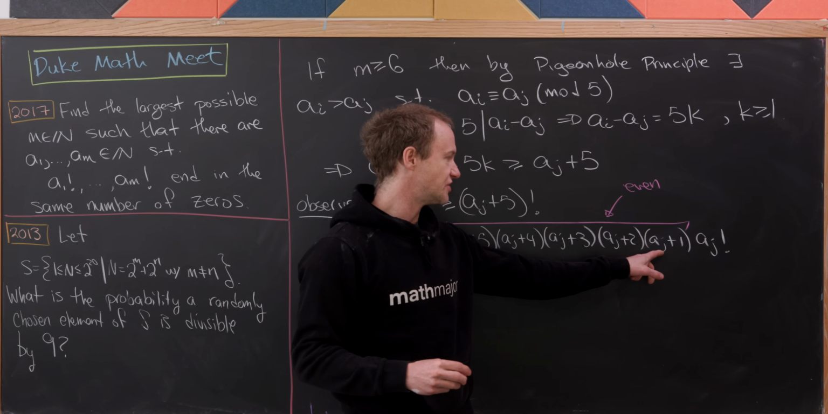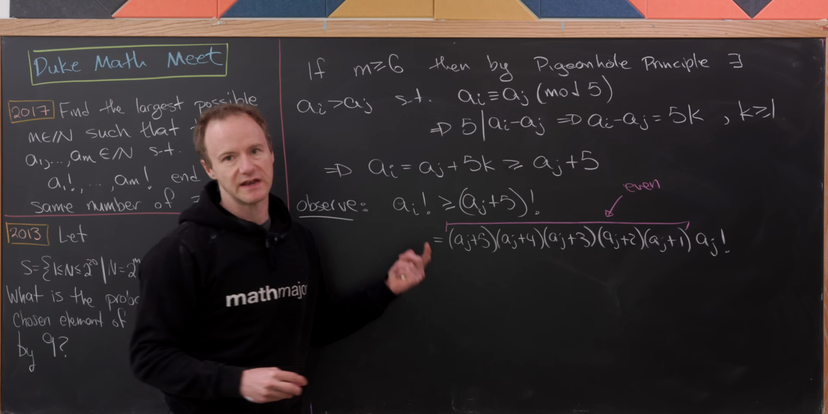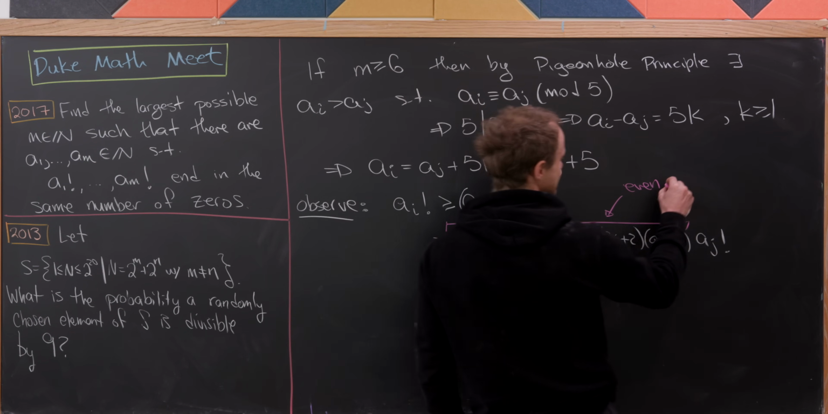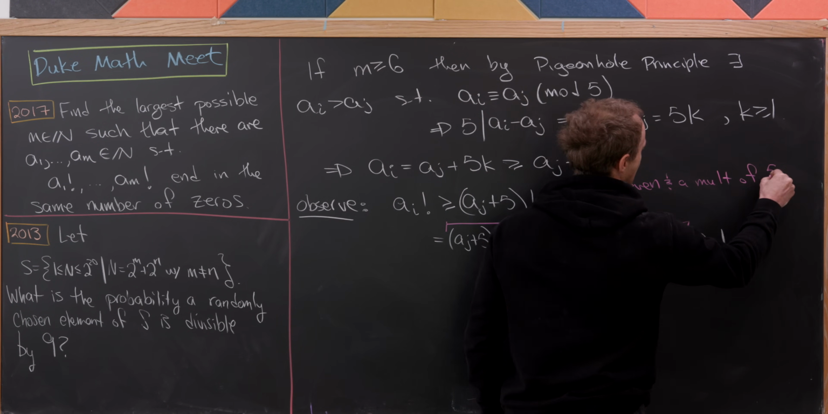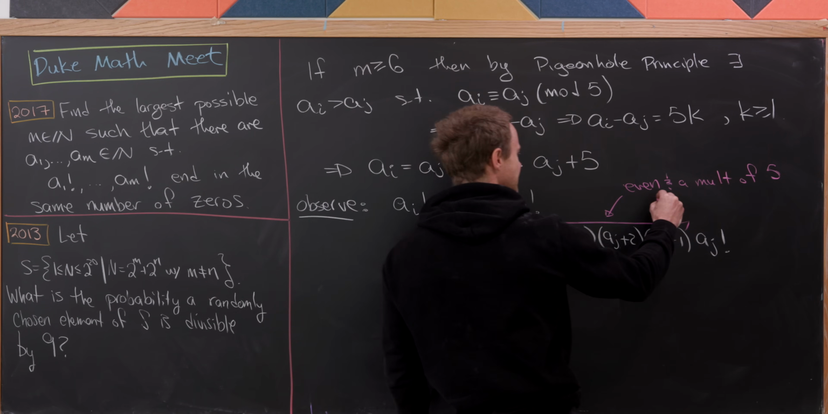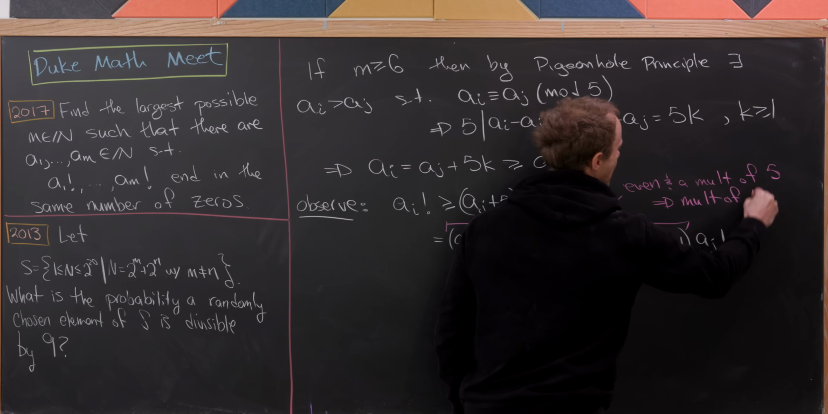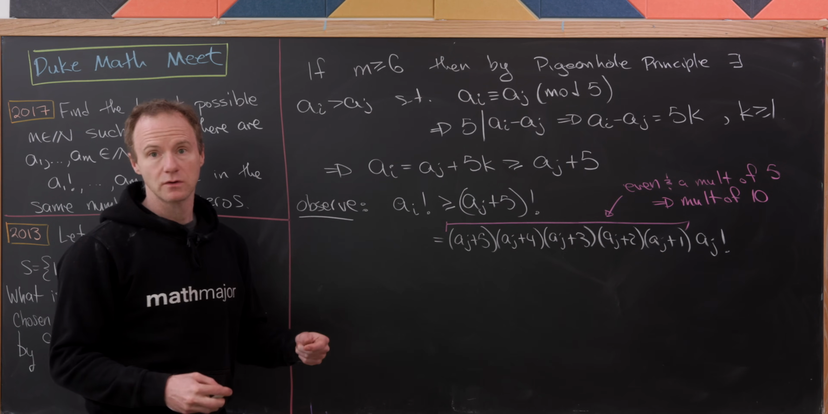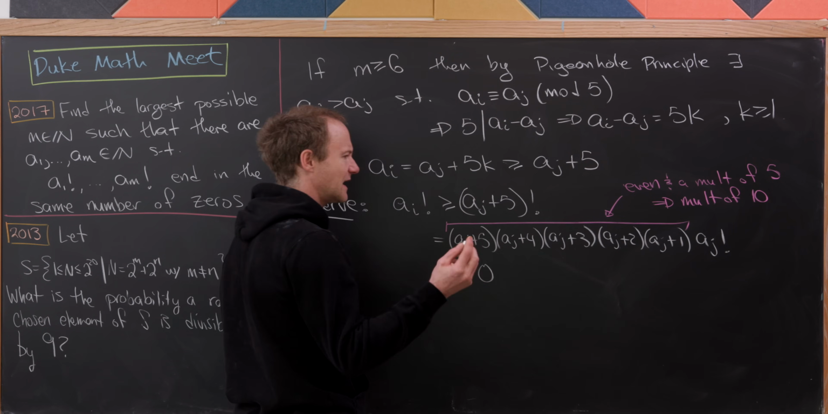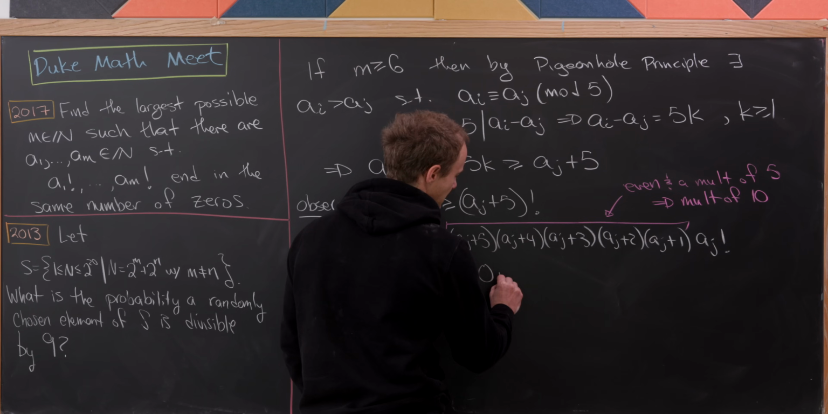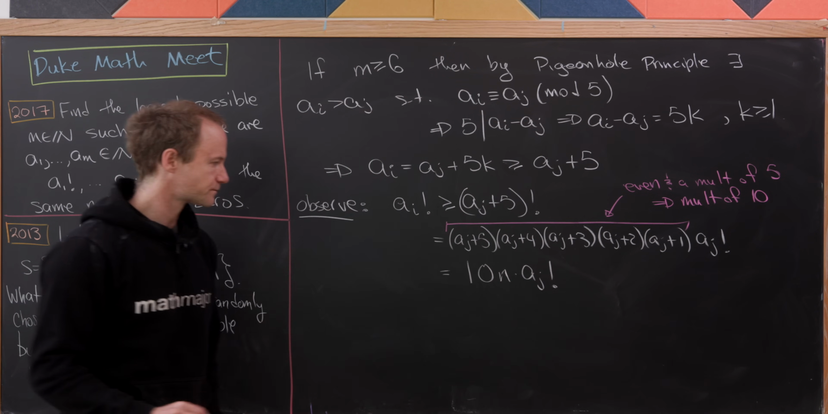If aj plus 1 is a multiple of 5, then we're done. Otherwise, one of the next ones will be a multiple of 5. So let's write this here: and a multiple of 5. But anything that's even and a multiple of 5 is most definitely a multiple of 10. So if this is a multiple of 10, then we can write it as 10 times a new number, I'll call that new number n, times aj factorial.